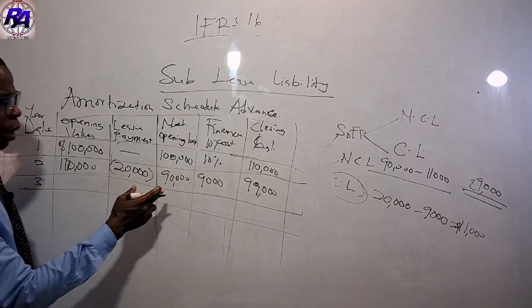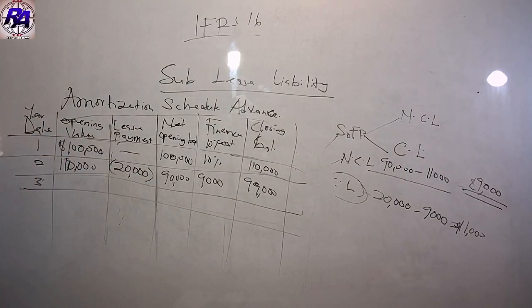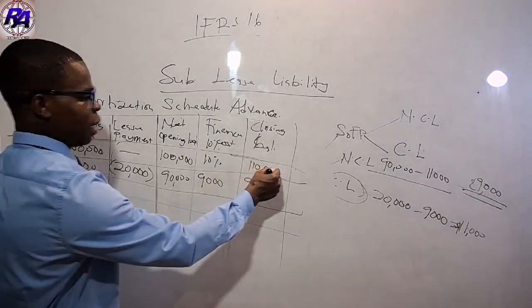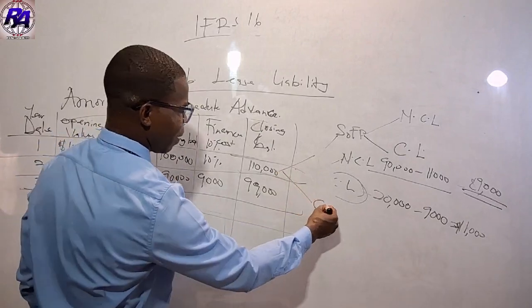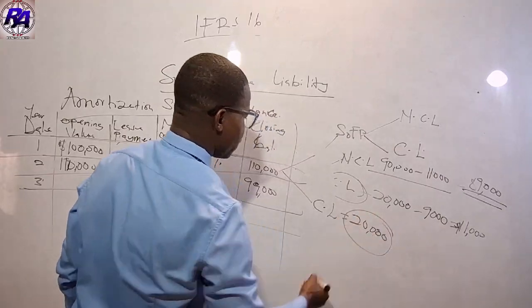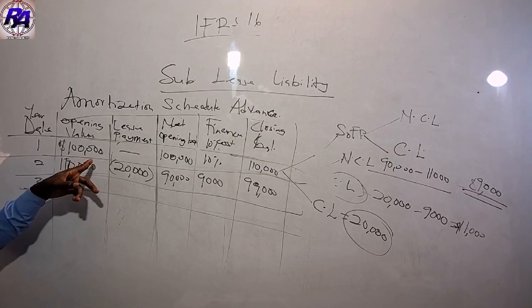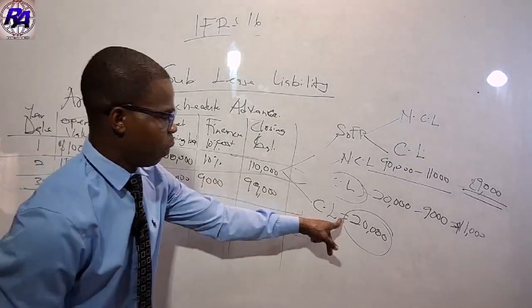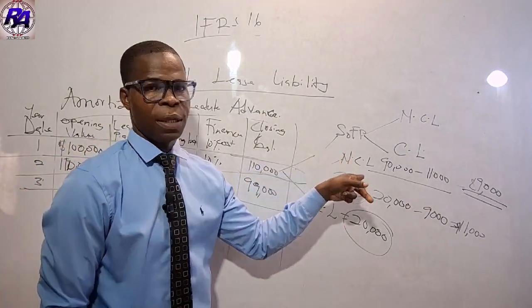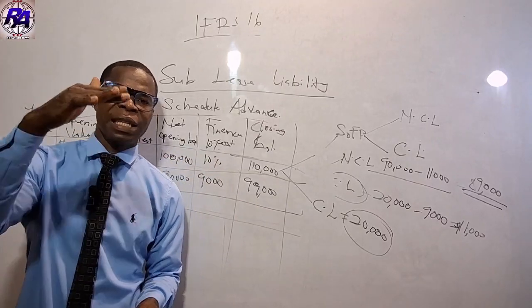Now, for us to split this into our non-current liability and current liability, our current liability is always the lease payment. So if it's in advance, your lease payment is always your current liability. And then we take it away from the closing to get the non-current lease liability. Now, there are sometimes where payment will be done within the year.